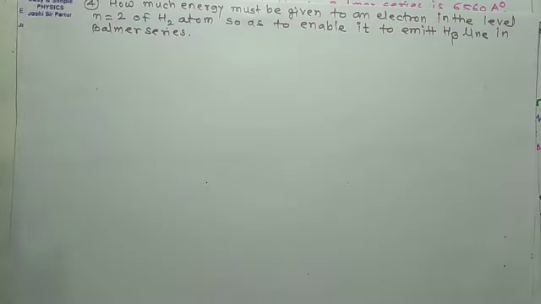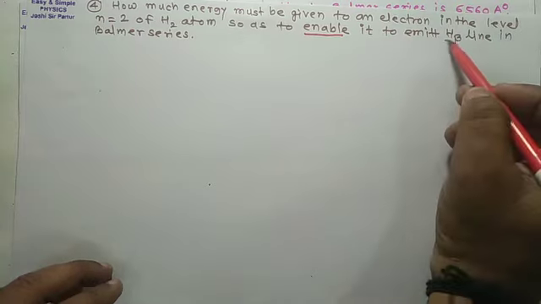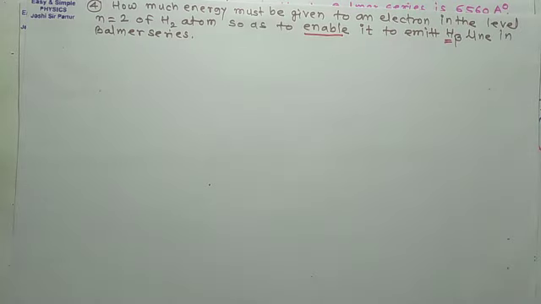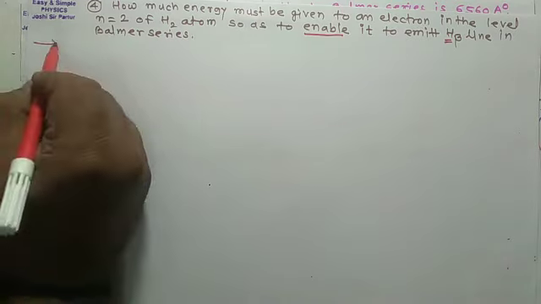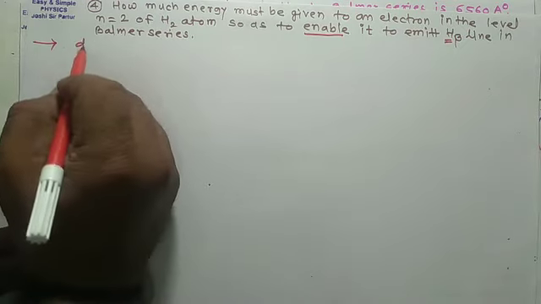Okay, now let's solve the fourth example: how much energy must be given to an electron in the level n equal to 2 of a hydrogen atom so as to enable it to emit the H beta line in the Balmer series. Means we can find the energy and we can find the wavelength. So here, first of all, the data is written.